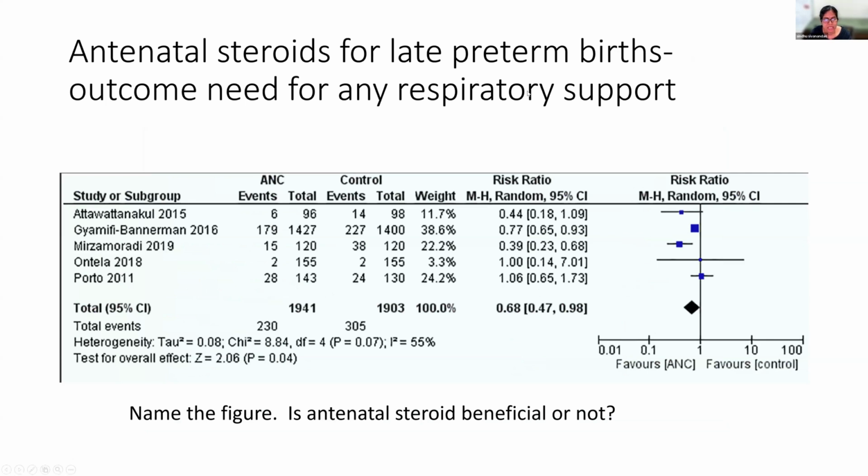The fourth question is this particular graph, which represents the use of antenatal steroids for late preterm births versus placebo. The outcome discussed here is need for any respiratory support. So what type of graph or figure is it? In this particular study, do you find antenatal steroids to be beneficial or not for late preterm? The answer can be just yes or no.